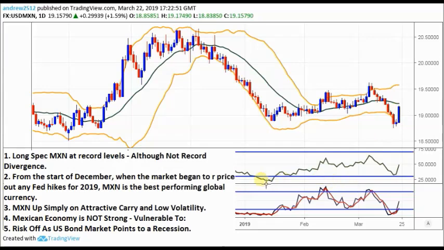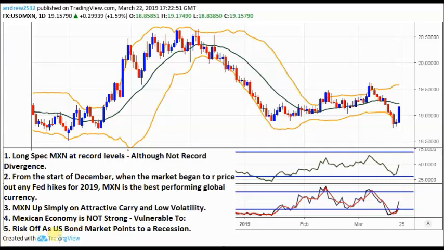Now, my own view is that, in terms of point number 4, it is all to do with carry and low volatility, why speculators are so bullish the peso. The economy is not strong. I'm not going to go through all the points of why here, but it's not. It's only the carry and low volatility that makes the peso attractive. But that's changing because you're seeing an up move in volatility in global financial markets.